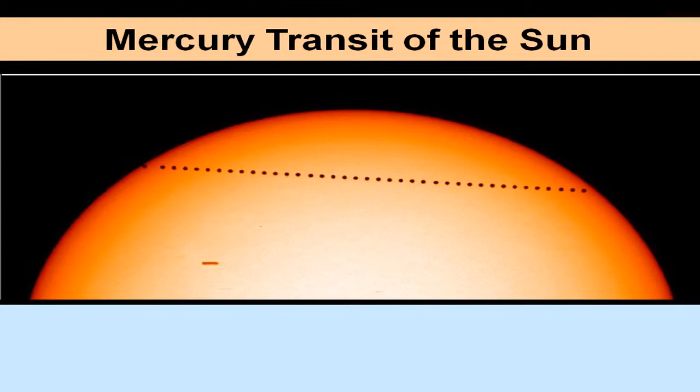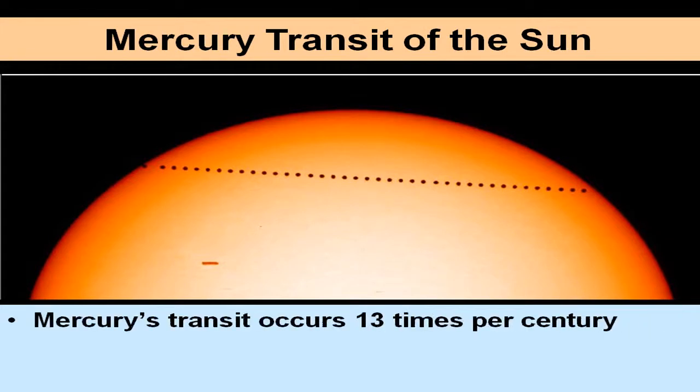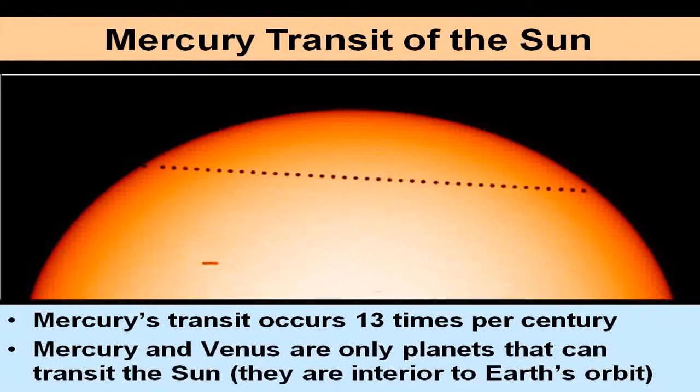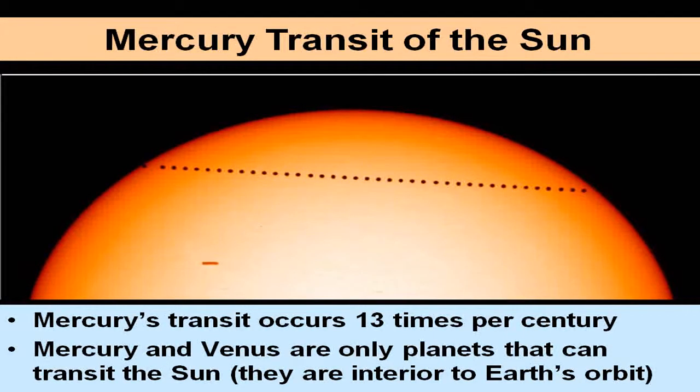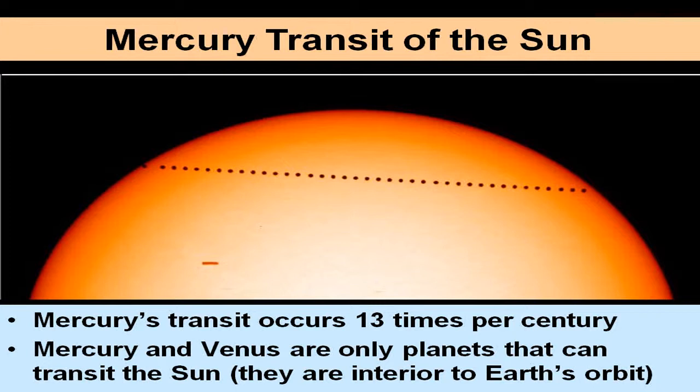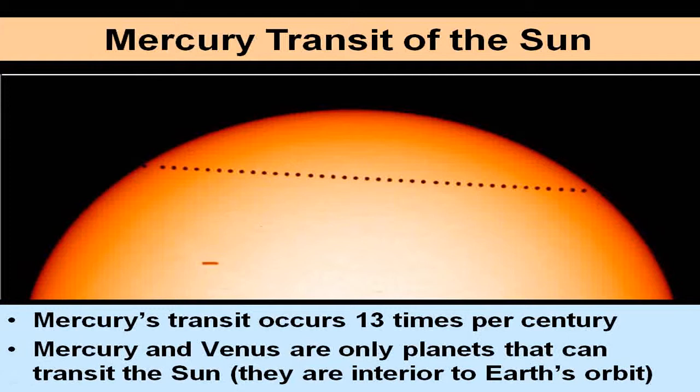Being close to the Sun, at least 40% of an astronomical unit, Mercury will sometimes be on the same line of sight between the Earth and the Sun, and hence transit the image of the Sun. This occurs about 13 times per century for Mercury. Mercury and Venus are the only planets that can do this because they're inferior planets. They're interior to the Earth's orbit, so it's possible they can be in that plane between the Sun, the Earth, and the ecliptic plane in between. So they're the only planets that can do this.